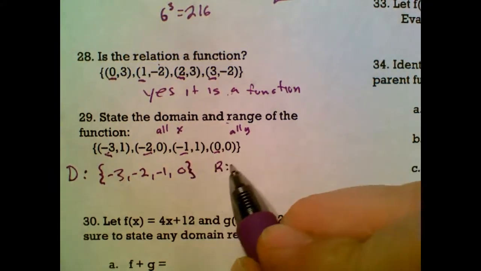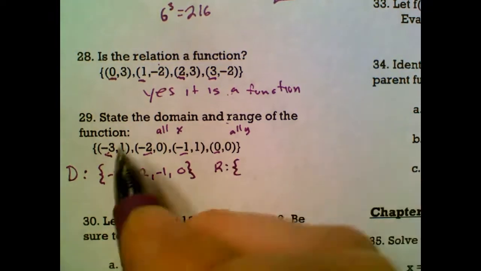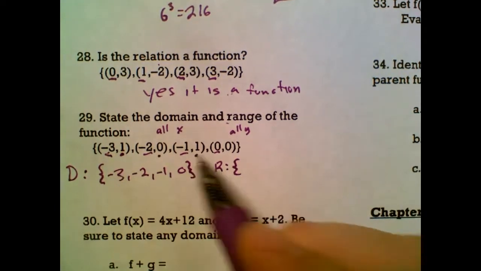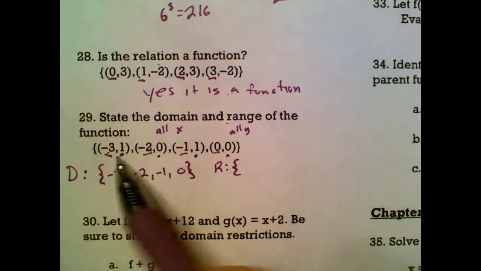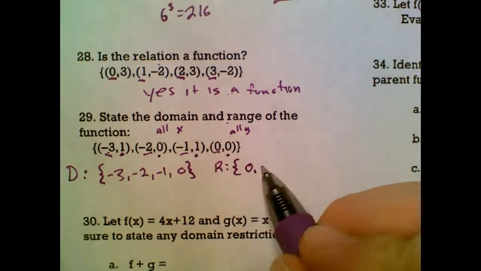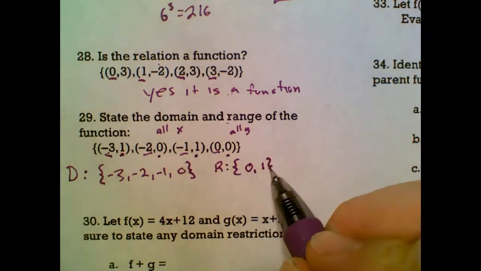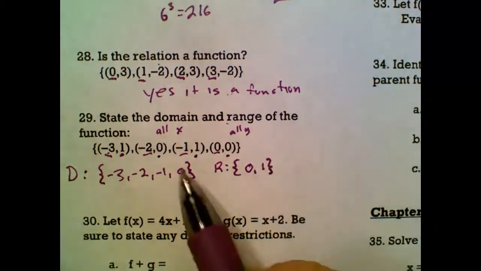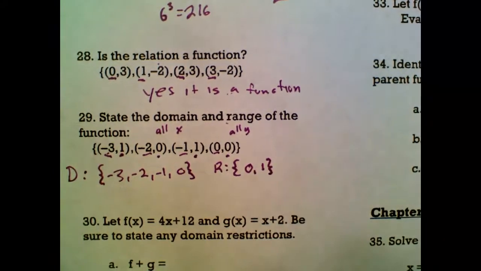And let's find our range. We'll use braces again, and that's all these values right here. So we've got a range of, well, we've got a 0 and a 1. So our range would be put like this, 0, 1. You do not have to put any repeats twice. If it's a 0, you put the 0 in once, even if it's there a billion times. So there's our domain and there's our range.